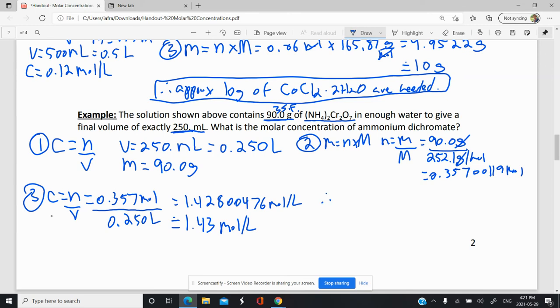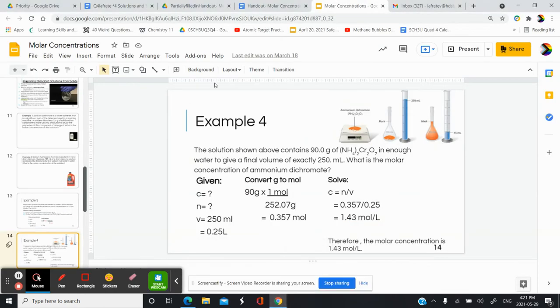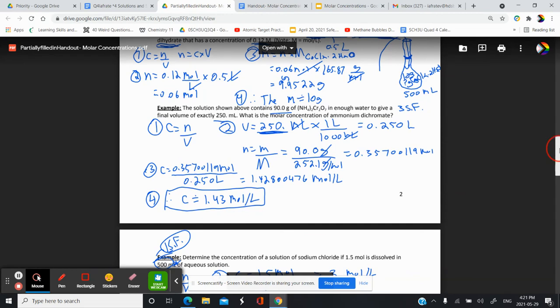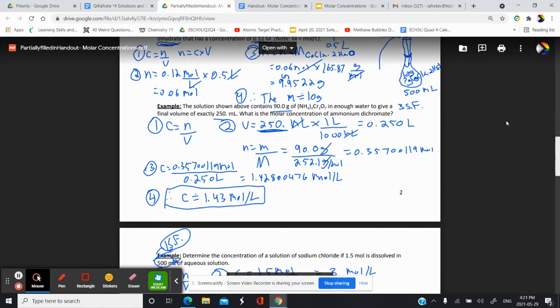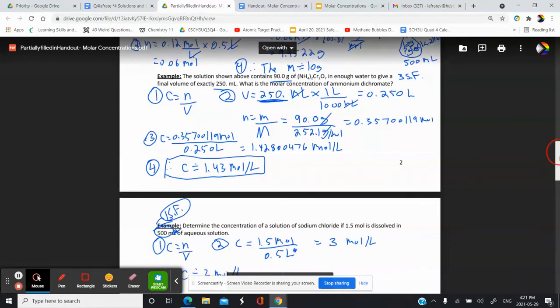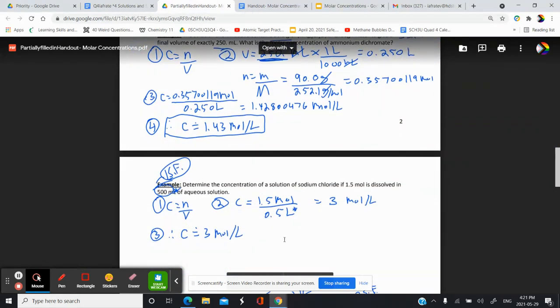So therefore, the concentration of the NH4 2 Cr2O7 is approximately 1.43 moles per liter. And let's go take a look to see if we are on the right track with that using our filled in version over here. Yep, 1.43 moles per liter to the proper number of sig figs, which was 3.